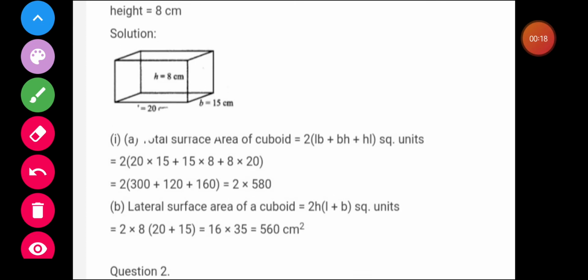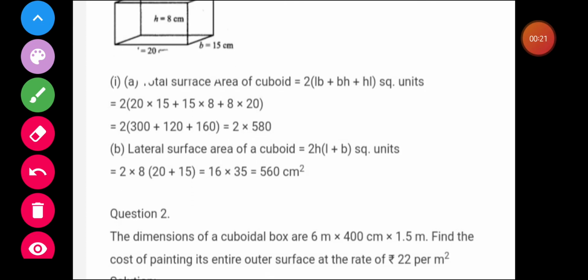First we have to apply the direct formula. Total surface area of the cuboid is nothing but 2 into (LB plus BH plus HL). Now they have given L as 20 cm, B as 15 cm, H as 8 cm. So directly we apply the formula: 2 into (L into B, that is 20 into 15, plus B into H, 15 into 8, plus H into L, 8 into 20). 20 into 15 is 300, 15 into 8 is 120, 8 into 20 is 160.